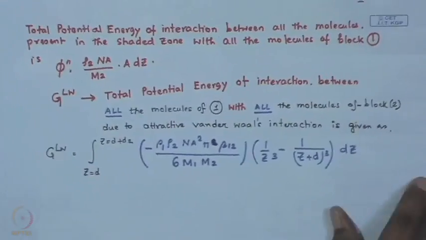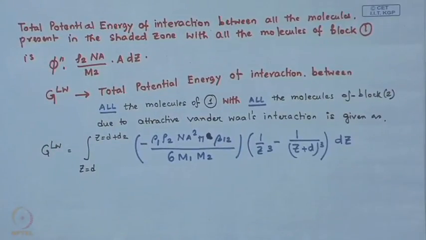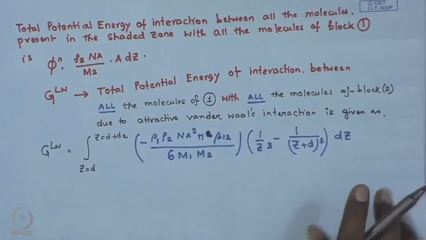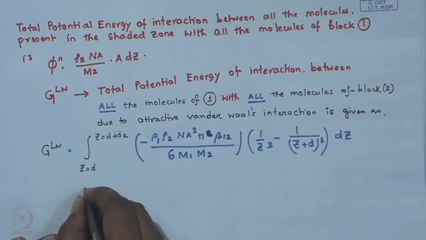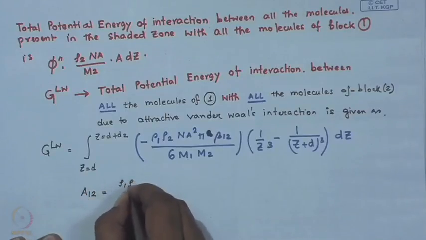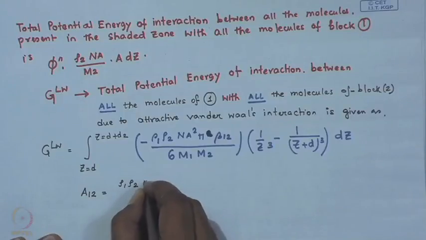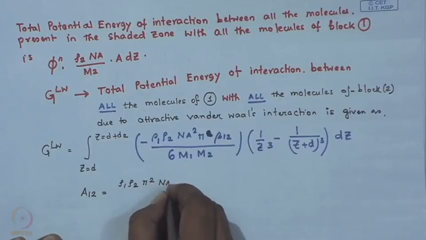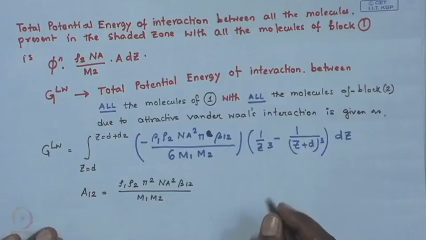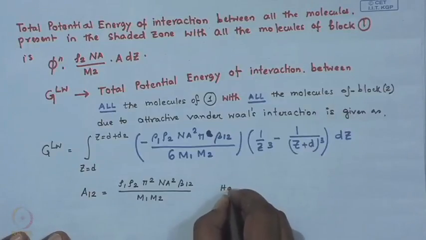So, if you now do the integration, you are left with, before we do the integral, let us define A12, which takes care of all the constants essentially, rho 1 rho 2 pi square Na square beta 1 2 divided by m1 m2, and this is what is known as the Hamaker constant.